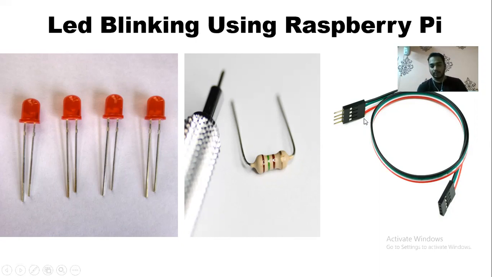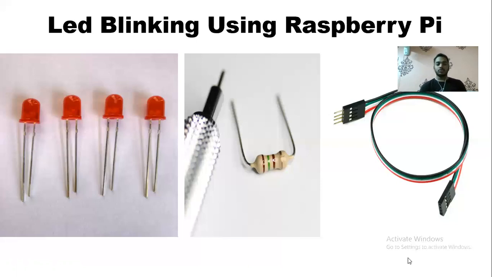The third one is the jumper wire. If you want to connect two devices, then you must use jumper wires. Many types of jumper wire are there. The first one is the female end, and the other end is the male end. Sometimes there are female to female jumper wires, female to male jumper wires, male to male jumper wires. So in this practical we are using male to female jumper wire.